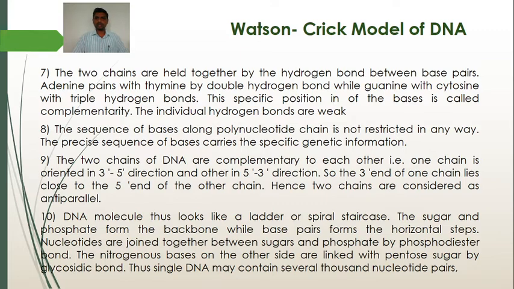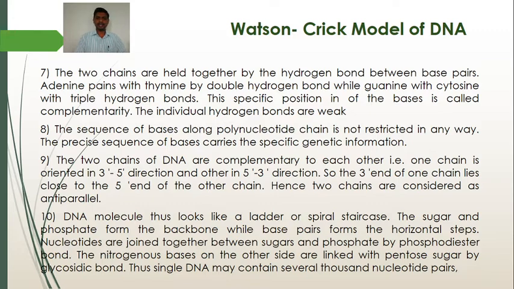So the individual nucleotides in a polynucleotide chain are joined to each other by means of a 3',5' phosphodiester bond. The nitrogen bases on the other side are linked with the pentose sugar by a glycosidic bond, as we saw in the previous chapter also. Both purines and pyrimidines are attached to the pentose sugar, that is the deoxyribose sugar, by means of a glycosidic bond.